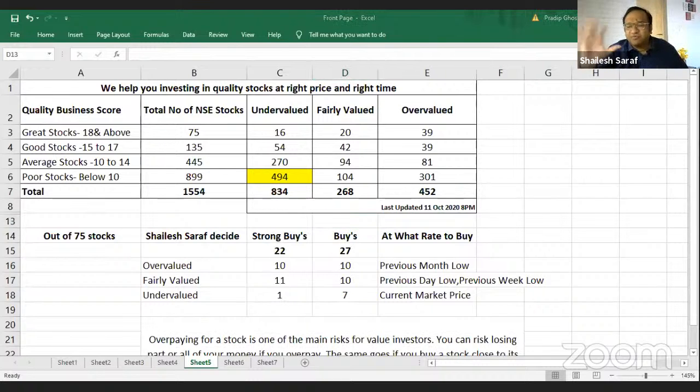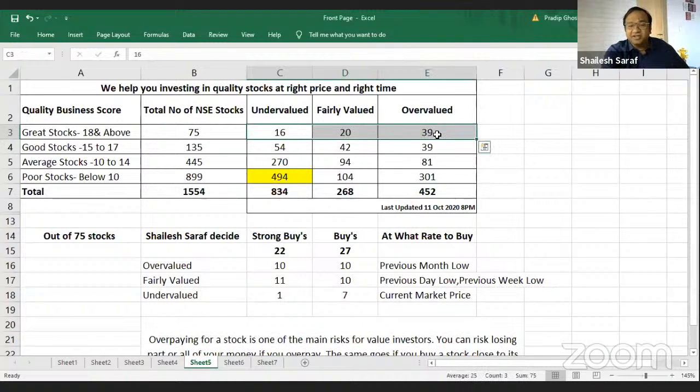So let's understand this. There are about 1550 stocks in NSE. The first thing our app has done is categorize the stocks into 4 areas: great stocks, good stocks, average stocks, and poor stocks. So this is the 1554 stocks. And it is very interesting. Out of 75 great stocks above, only 16 stocks are undervalued.